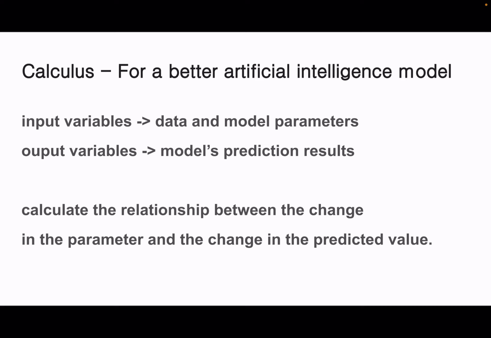For example, in machine learning, input variables can be thought of as data and model parameters, and output variables can be thought of as the model's prediction results. However, when training a model, the data is already given, so the data is not a variable whose value changes, and the concept of differentiation is used to calculate the relationship between the change in the parameter and the change in the predicted value. Since it is easy to calculate the difference between the model's prediction results and the correct data, we can use this error value and differentiation to find out how much the model parameters must be changed to reduce error.